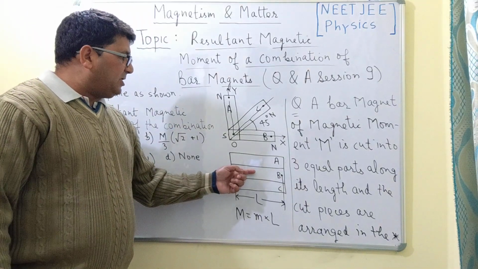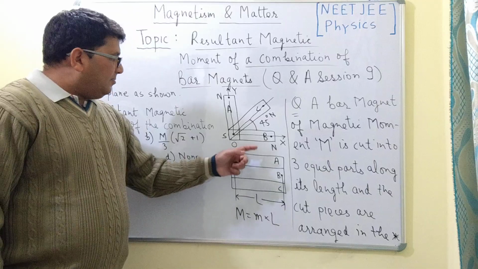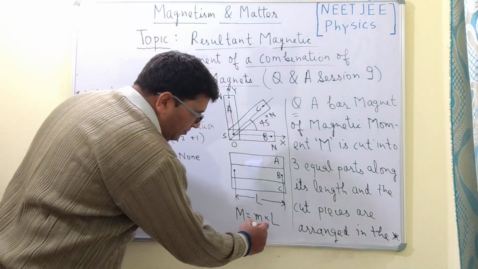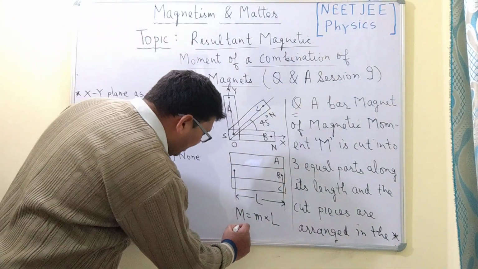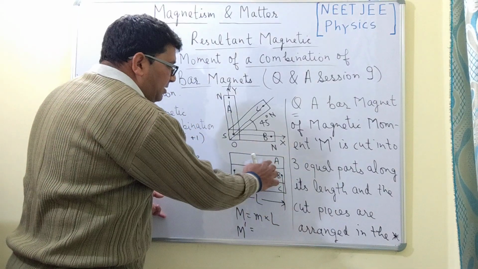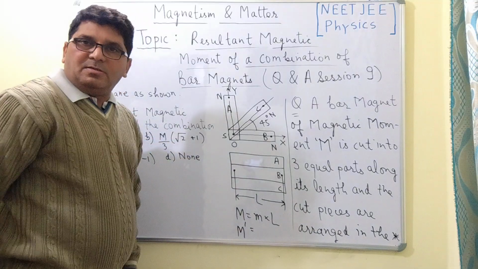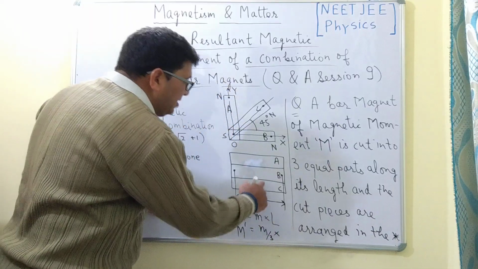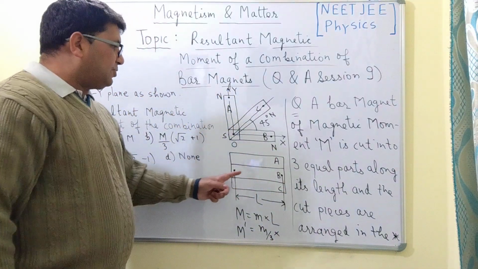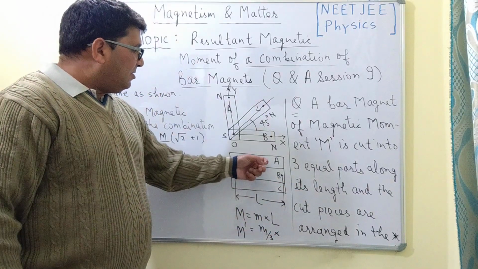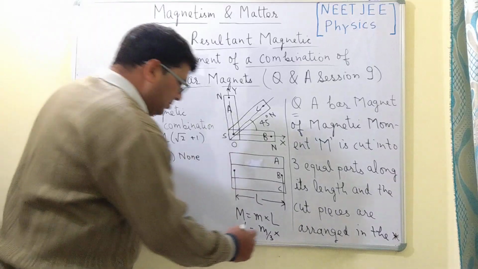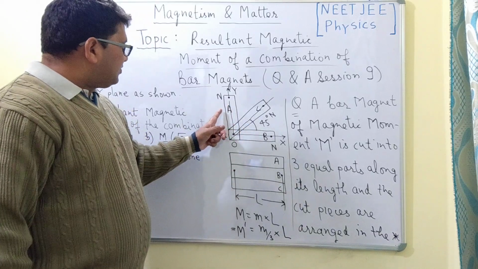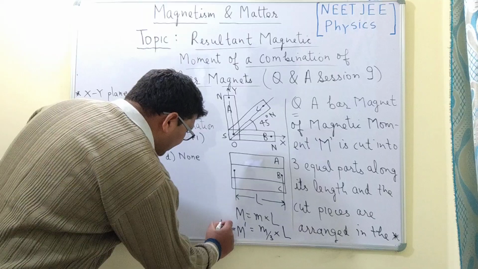Now when this bar magnet is cut into 3 equal parts along its length, the pole strength of each magnet, that is A, B and C, will become equal to small m by 3, and the new magnetic moment of each of these 3 bar magnets will be equal to m by 3 multiplied by the magnetic length, which will remain the same, that is L. So we can say that the magnetic moment of each of these 3 bar magnets, A, B and C, will be equal to M by 3.